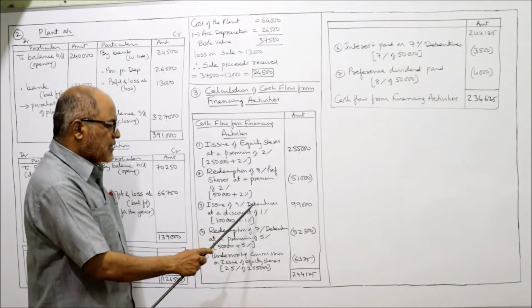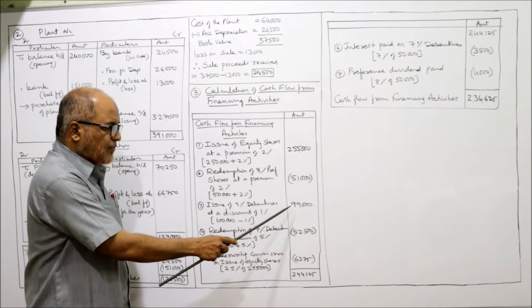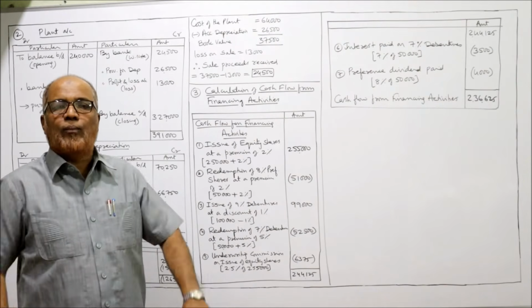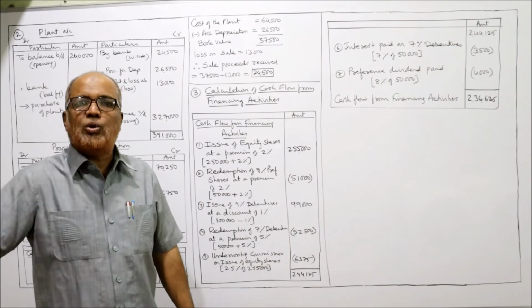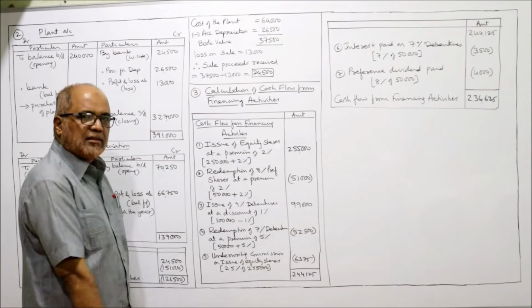So issue of 9% debentures at a discount of 1%. So 1 lakh minus 1%, 99,000 is the inflow. Because debentures are issued. When debentures are issued, there is cash inflow, 99,000.